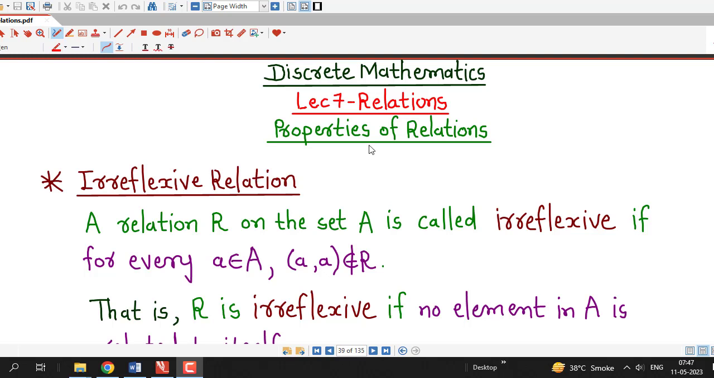Hello friends, I welcome you in lecture number 7 on relations. In this lecture, we are going to discuss two more properties of relations. First one is irreflexive relation.